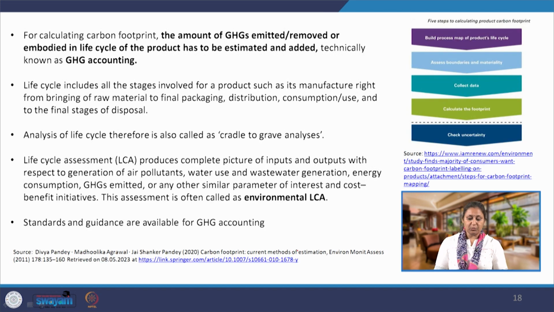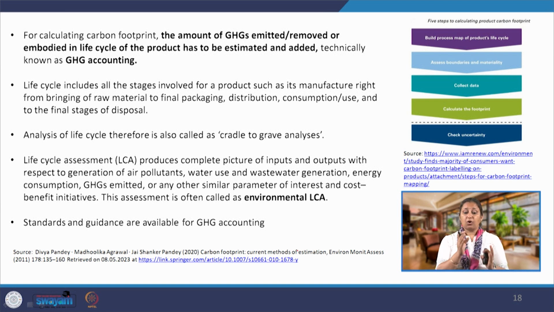Now, how would we calculate the footprint? So, the carbon footprint is actually the amount of greenhouse gases that are emitted or removed or embodied in the life cycle of the product. We have already talked about the life cycle, and it has to be estimated and added.